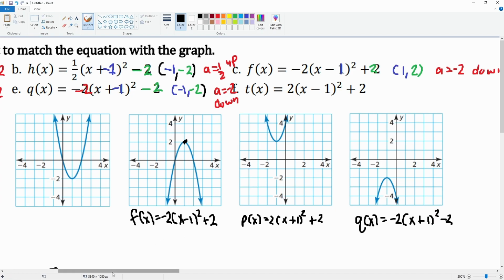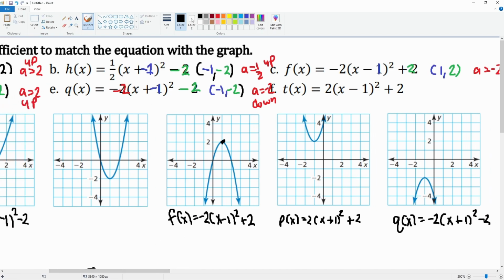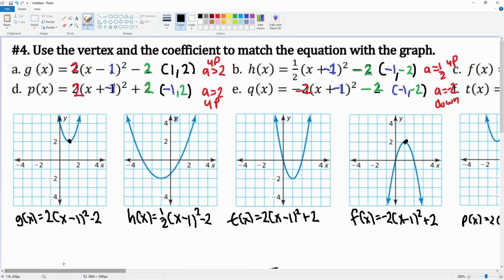So therefore the last one is defaulted to have the vertex of 1 comma 2, and the a value here is 2. That opens upwards. That would be our t of x. T of x is equal to 2 (x minus 1) squared plus 2. There you go. That is how you use the vertex to match it up with its equation.